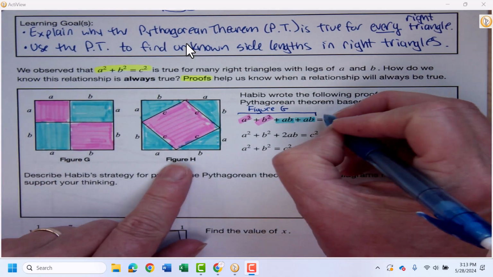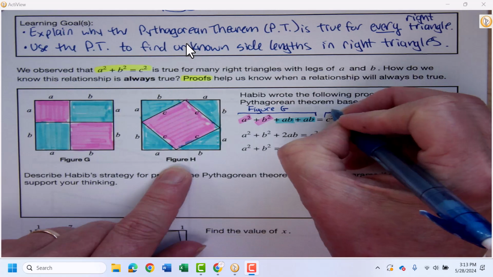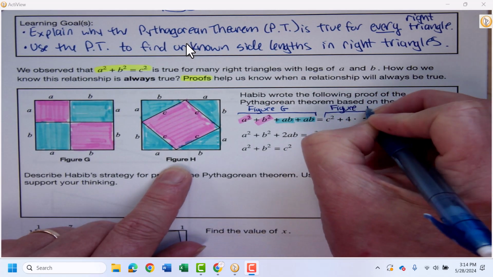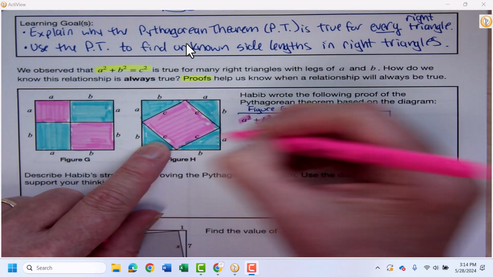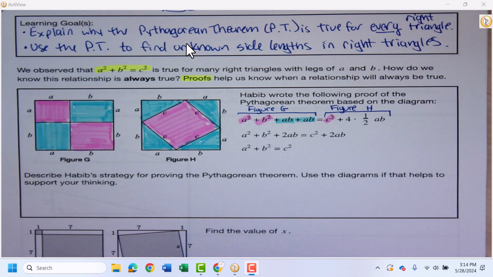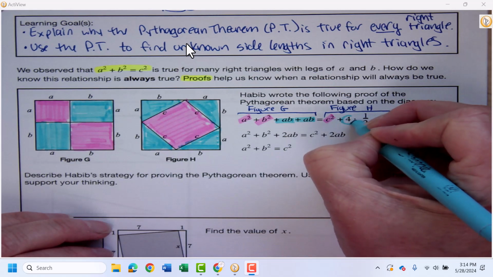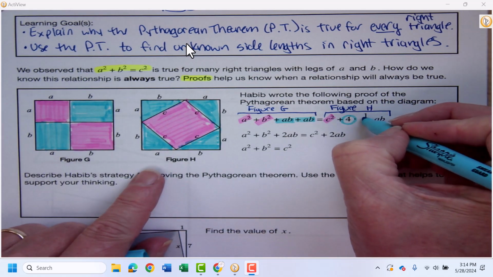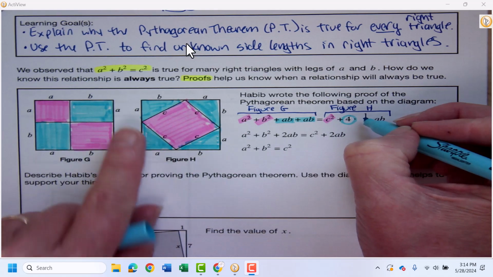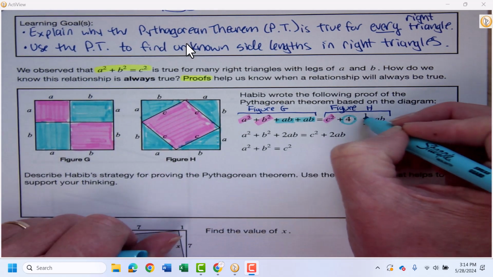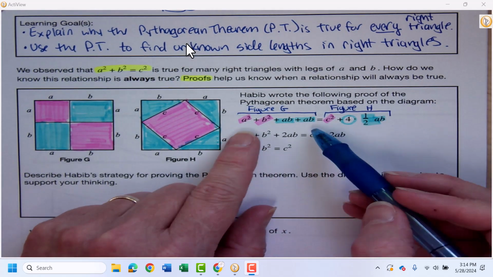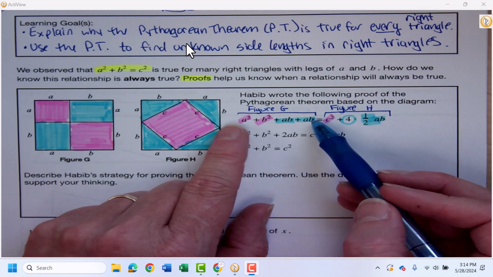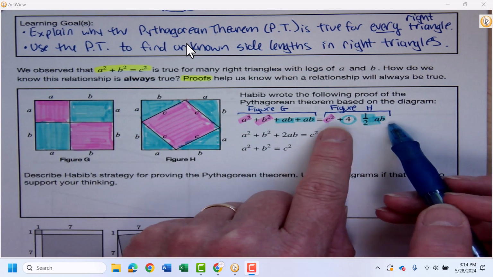And it's the same size as figure H. So we've got that square in the middle, c times c is c squared. And then we have 4 triangles. The area of a triangle is 1/2 times the base times the height, or 1/2 times A times B. All right. So he set up this equation. He made the area of figure G equal to the area of figure H.